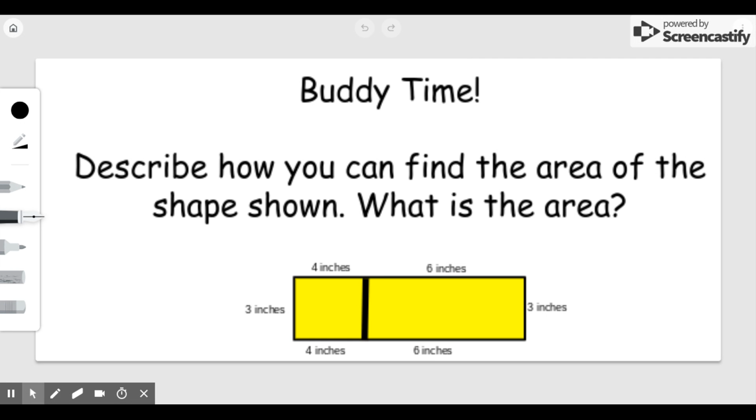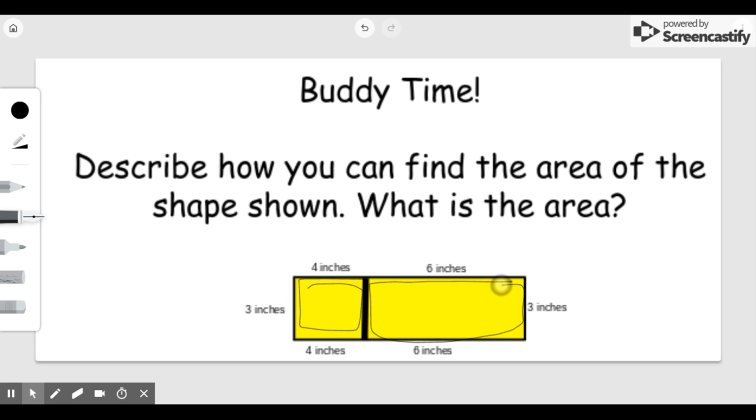So this problem says describe how you can find the area of the shape below, shown. What is the area? So it's asking for the total area, really. So we have two different boxes. We have this box right here, and then we have this box right here. So we have two different boxes, and I'm going to use what I know about finding area for one rectangle. I'm just going to do it twice.